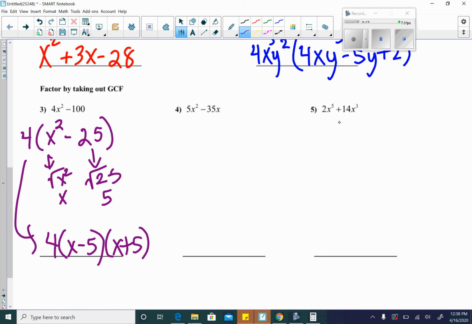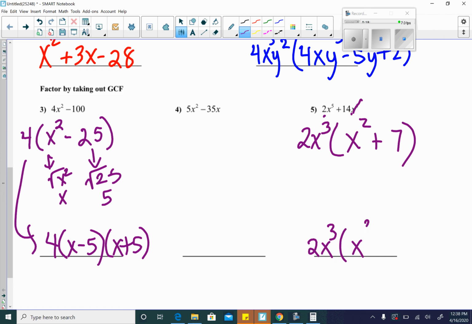All right, let's come here to number 5. Can I take out a 2 from both terms? Yep, and what else can I take out? I can take out an x cubed. What am I left with? Well, I'm left with x to the second, 5 minus 3 is 2, plus 7, 14 divided by 2 is 7, and I took out all 3 of those x's, so that's all I have. Can I take out anything more? No, this is not a difference of squares. There's no subtraction sign, and I can't take the square root of 7. So I'm going to leave it as that.